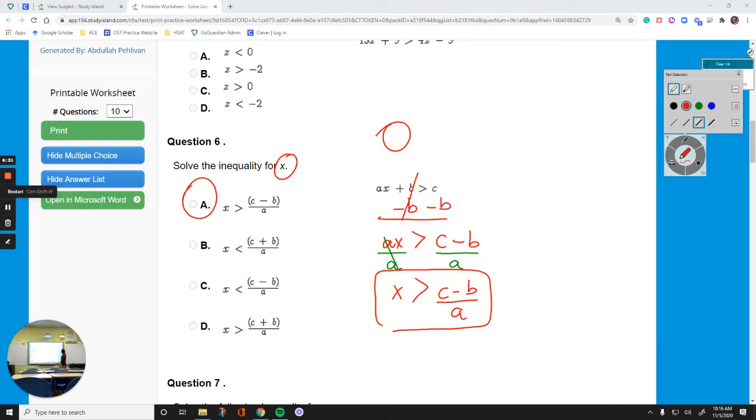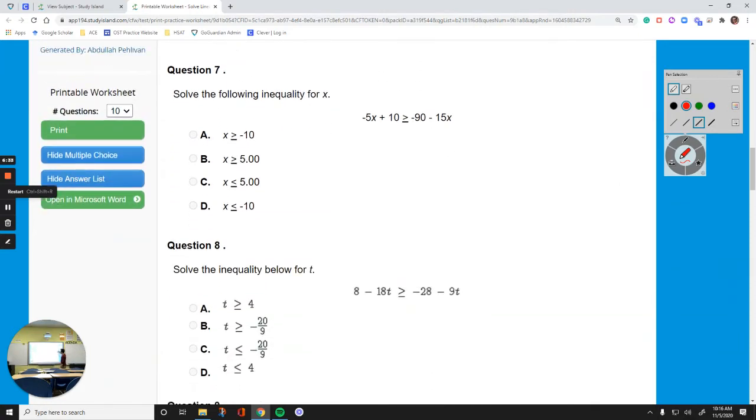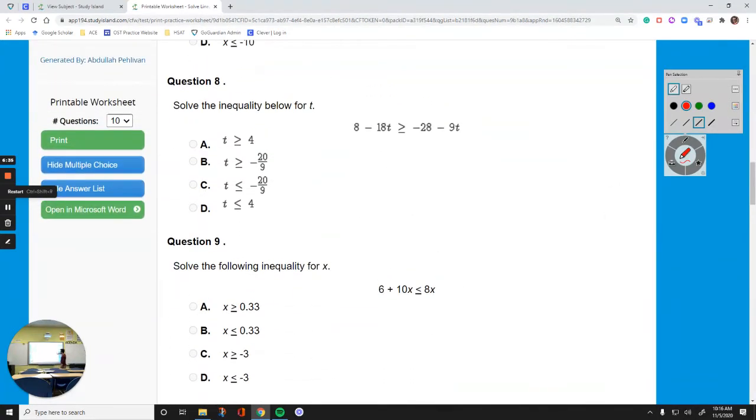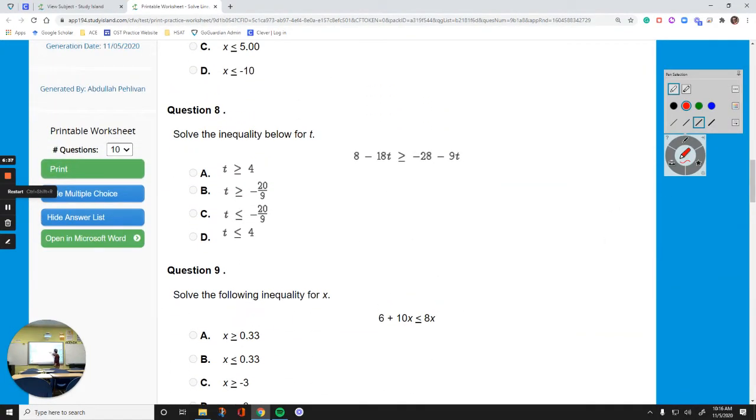Okay, now I'm going to do one more inequality that'll give me a negative t, so that I'll need to flip my sign. Okay, let's do it. Solve the inequality below for t. You don't necessarily need to end up with a negative t, but I will do so in here so that I can show you how to flip the sign and when to flip it.